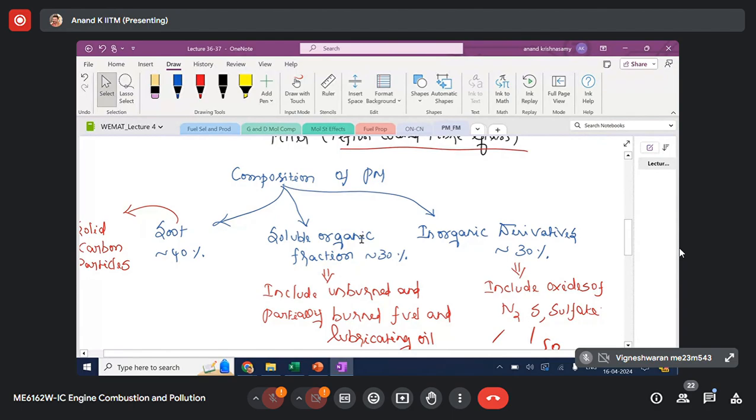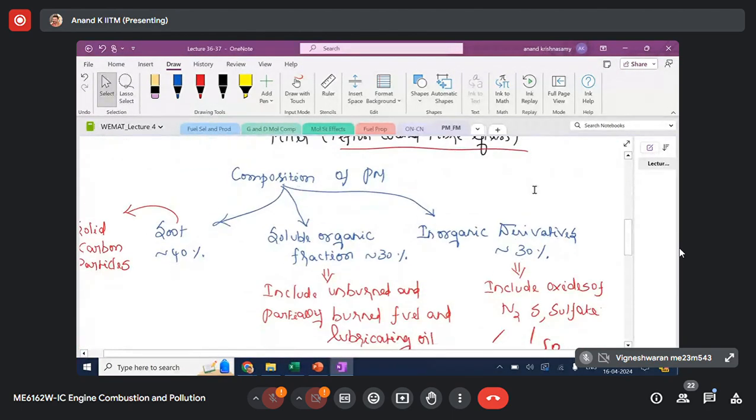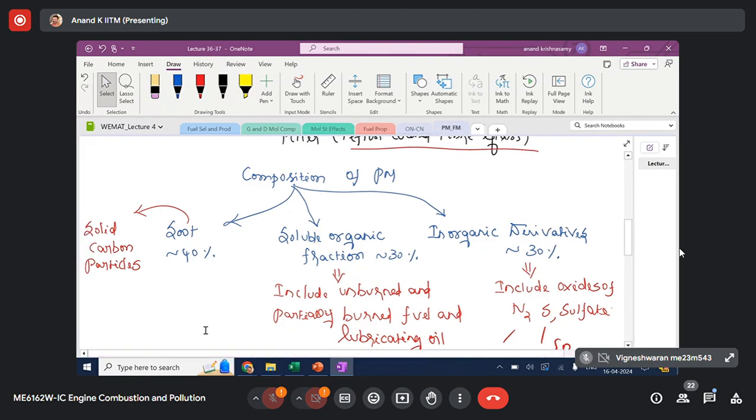Then you need to do a detailed characterization. What you get out of whatever we discussed so far is only the total PM mass, right? So we need to do detailed characterization using analytical techniques to find out the composition of the particulate matter. I already told you that even today we have not characterized particulate matter very well. Meaning, some of the constituents in PM are unknown. Even today, we don't know the exact composition of particulate matter.